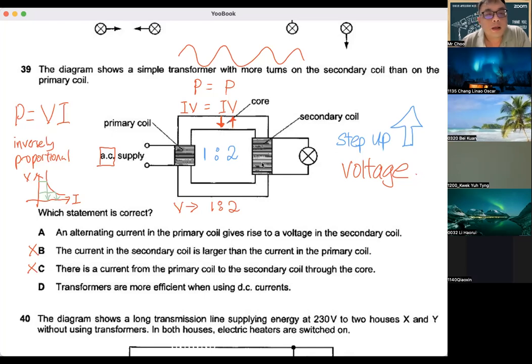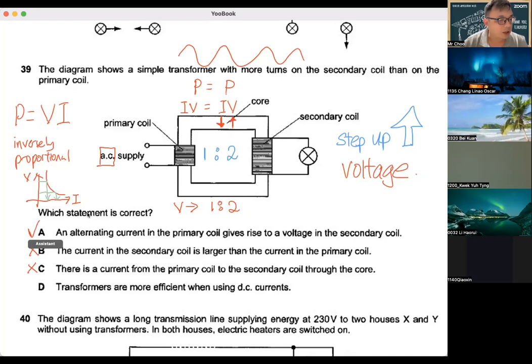Is that clear? The option that a transformer is more efficient than using DC current is also not correct. A transformer is not used to transfer voltage or current over a long distance. The purpose of a transformer is just to step up or step down the voltage. That's all. Is that clear? So the correct answer for this is A.